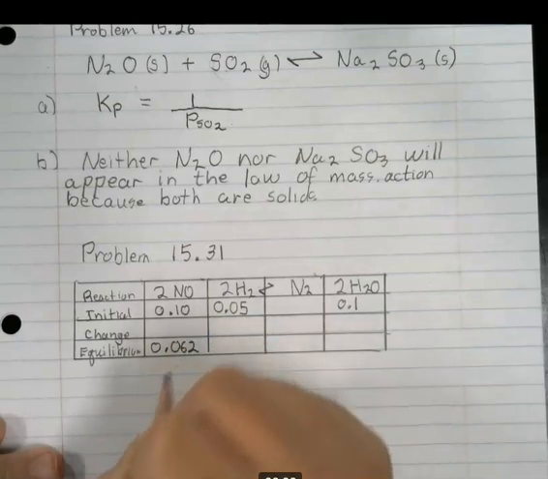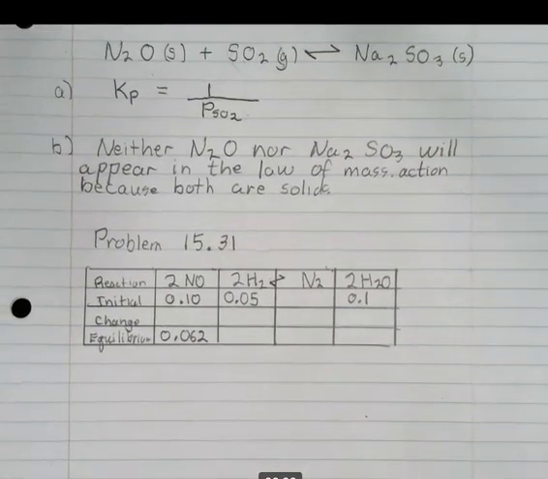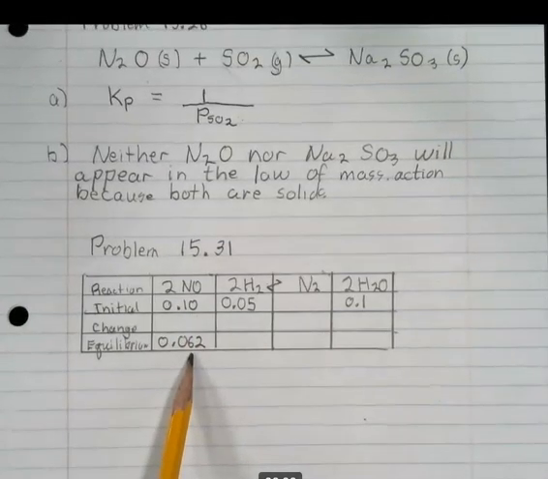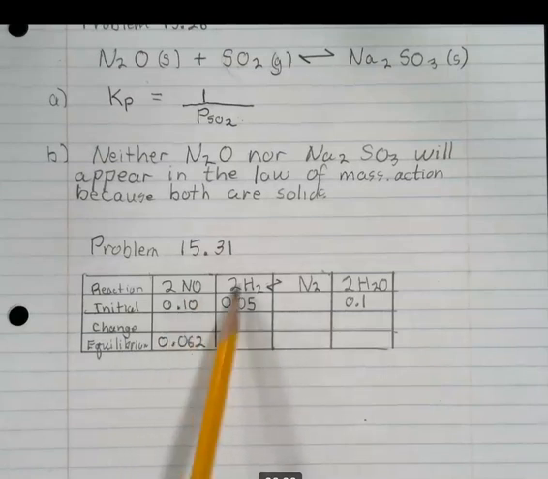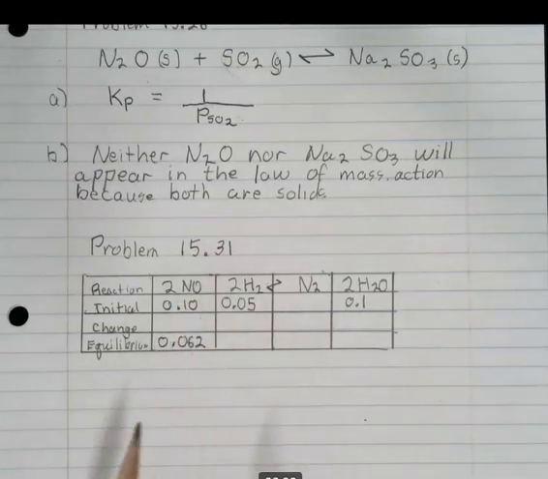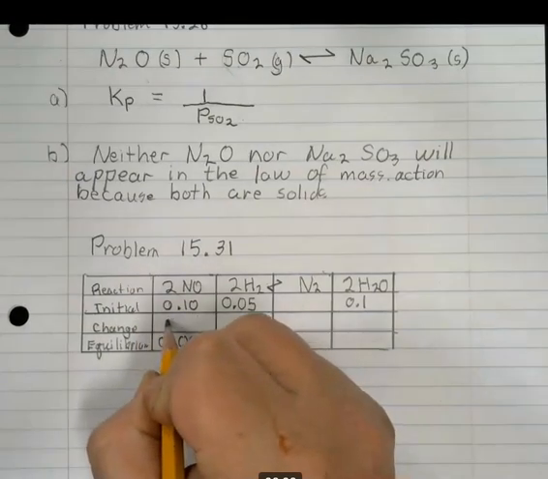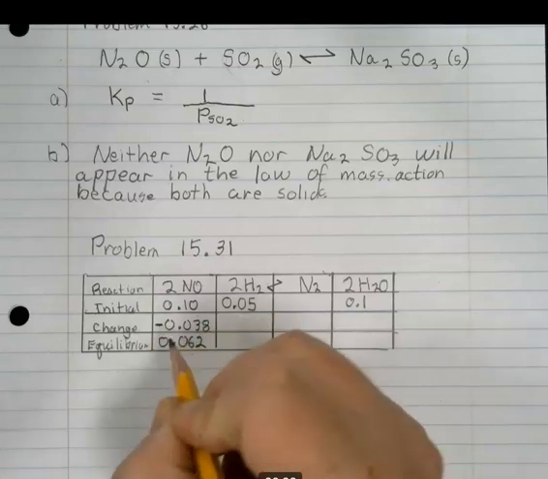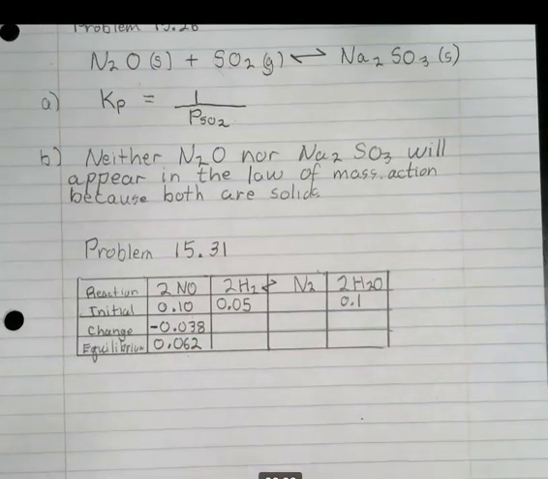So it's kind of like a little puzzle. You just figure out what you can fill in here. So it looks pretty clearly we can fill in this. We know the initial, and we know the final, and we know it's going to be reduced because these two are reactants. So we just do a little subtraction and we figure out what the change is. Okay, so this is going to be 0.038, and it's a negative sign because it's being reduced. It's a reactant.